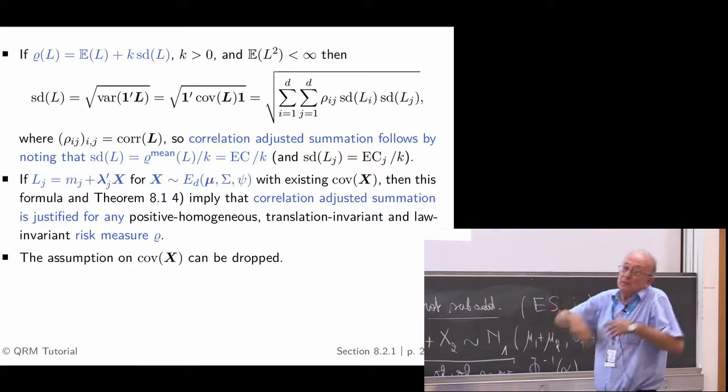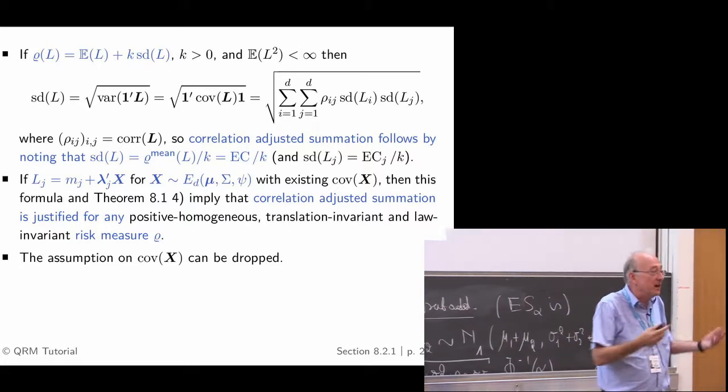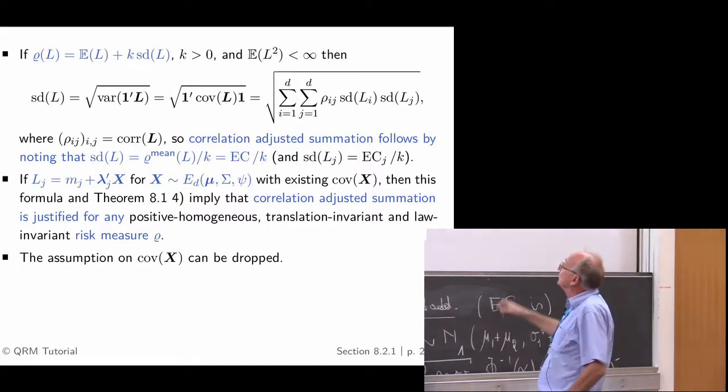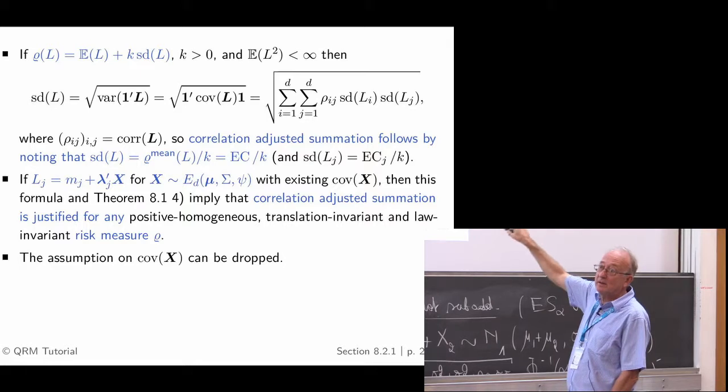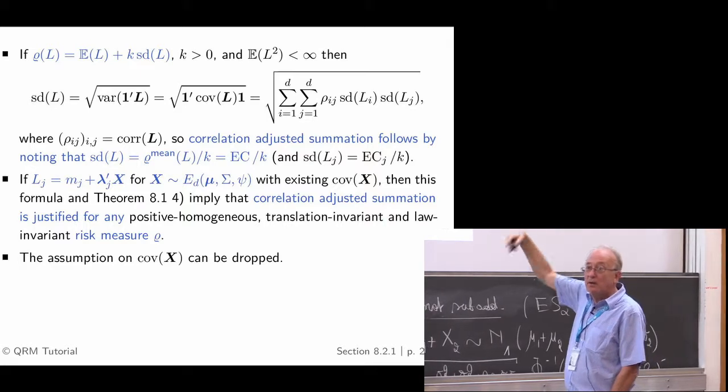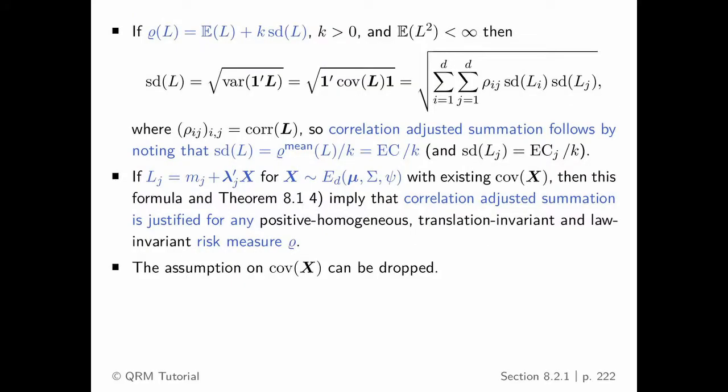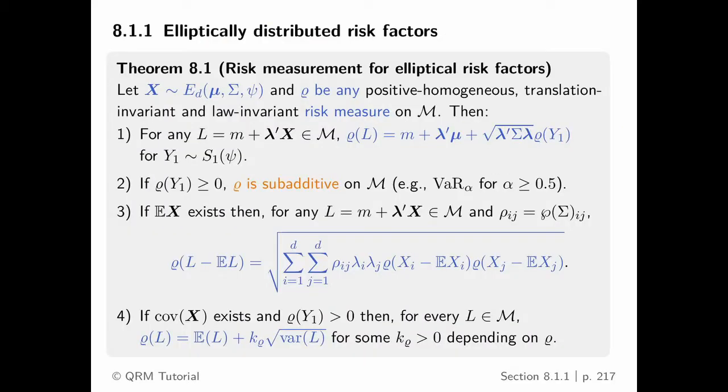Again, another principle where this kind of summation rule, aggregation rule, is relevant or understandable is now going to my fundamental theorem. Now I go to a much more general class. I assume the covariance exists, and I already formulated to you that the correlation adjusted summation is justified now for any positive homogeneous, translation invariant and law invariant risk measure rho. That's exactly this theorem I mentioned to you before.